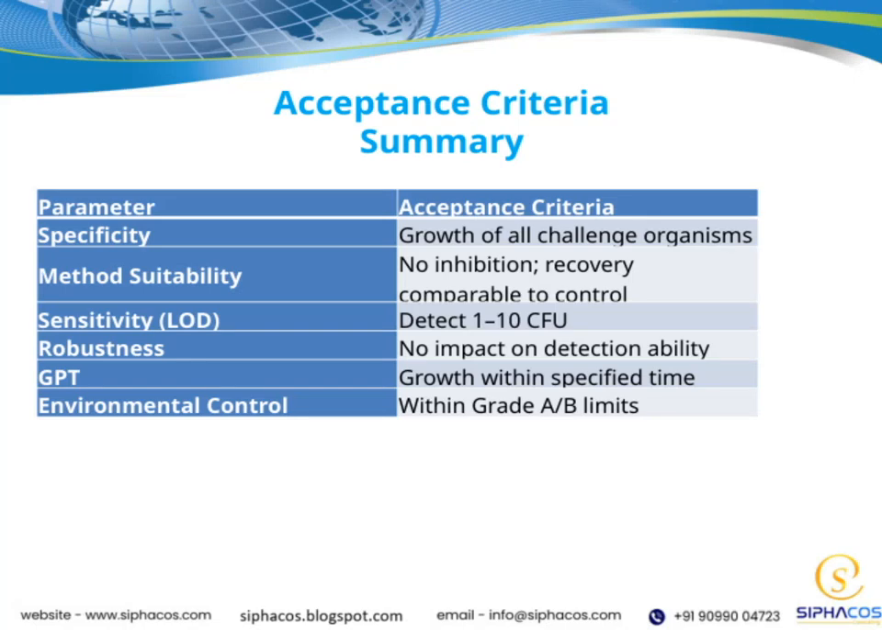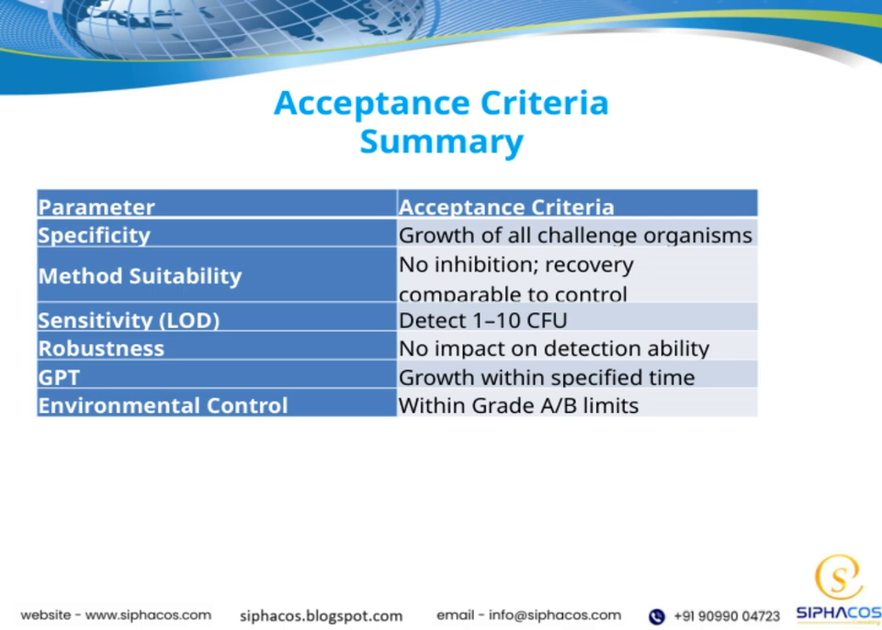All right, let's take a closer look at the acceptance criteria summarized in this table. First, specificity is crucial. We need to see growth of all challenge organisms, ensuring that our method can reliably detect them. Moving on to method suitability, we want to make sure that there's no inhibition, so recovery should be comparable to the control, confirming the method's effectiveness.